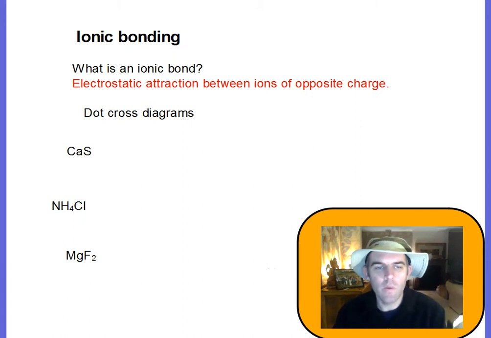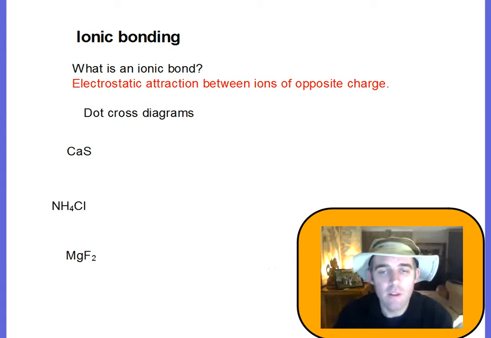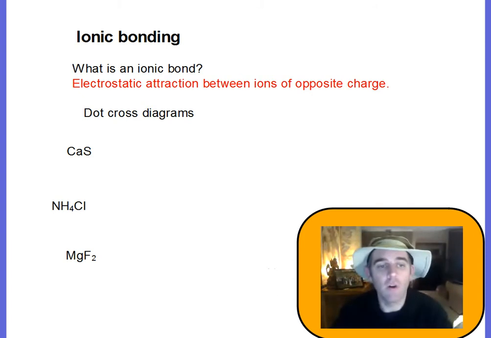Okay, so in this video we're looking at ionic bonding. An ionic bond is the electrostatic attraction between ions of opposite charge. So a positive ion attracted to a negative ion. One thing we've got to be able to do is draw a dot-cross diagram of these ions.